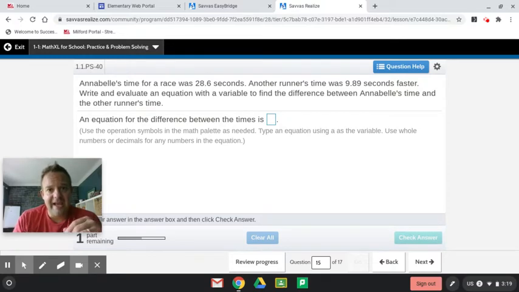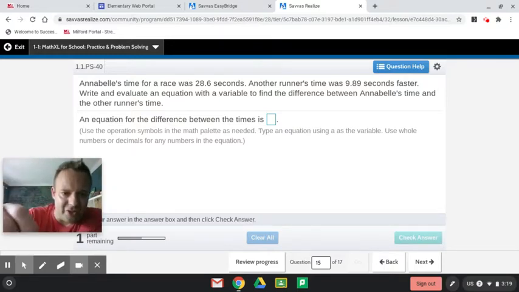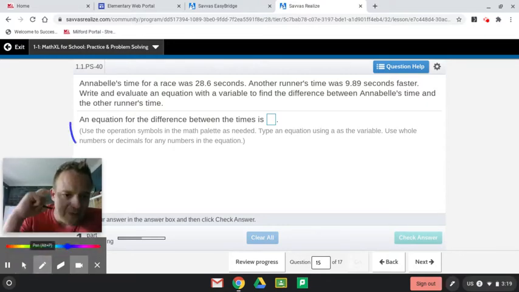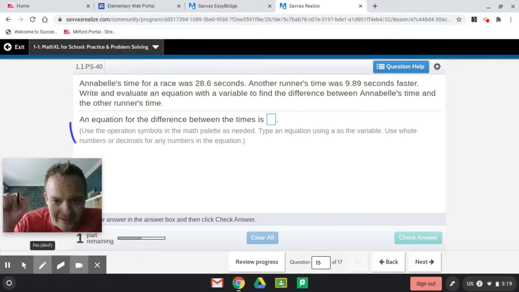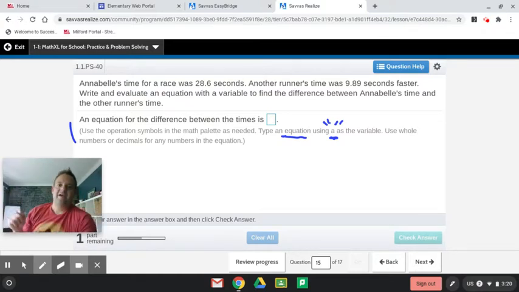sign, okay? And there's some fine print in this question that you should see, and it's hidden in here. So I've had to help my students with this. So this is the fine print. Okay, read the fine print. Use operation symbols in the math palette as needed. Type an equation using A as a variable. Now, I just thought that was an A at first, but it's using A. I wish they put like quotes using A as a variable. Use whole numbers or decimals for any numbers in the equation.